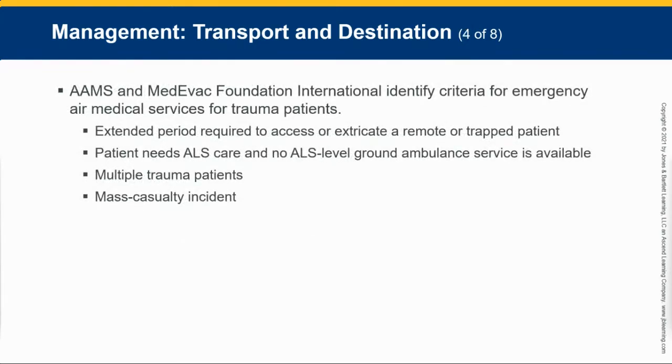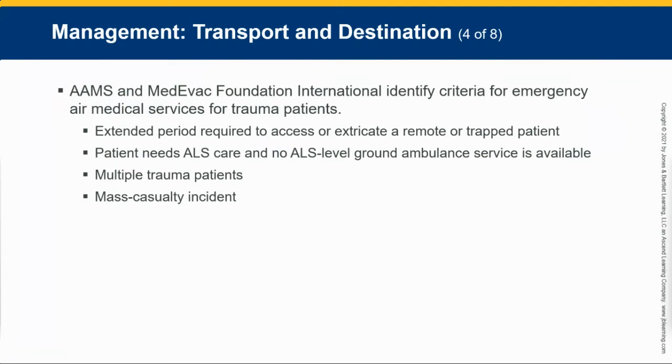The Association of Air Medical Services and Medevac Foundation International list the following criteria as a need for calling for a helicopter. You might have to call for a helicopter if there's an extended period of time that's going to be required for extrication, or if the distance to a trauma center is more than like 20 to 25 miles. If the patient needs ALS, but there's no ALS ground unit available that can get there within a reasonable time frame. And remember, these are their conditions for contacting or activating air medical to come and fly to your scene to pick up your patient.